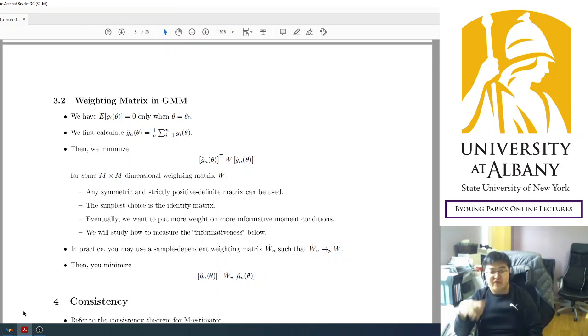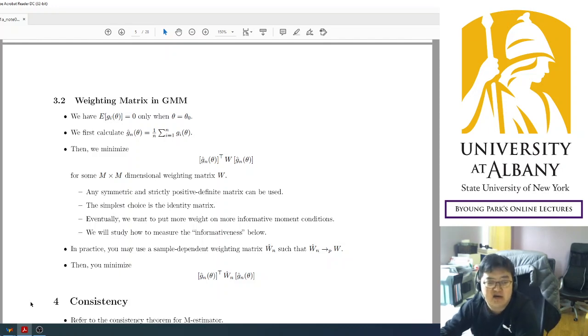Anyhow, in the end, we are going to minimize this. From now on, we are going to discuss the consistency and the asymptotic normality, and it is a minimization problem. The basic framework, the setup, is pretty similar to the extremum estimator we discussed in chapter 3. But there is a very minor difference from the extremum estimator. We are going to discuss that in the next lecture.